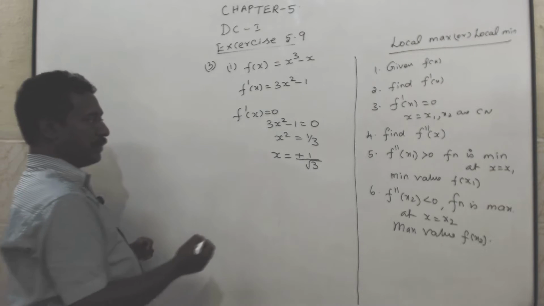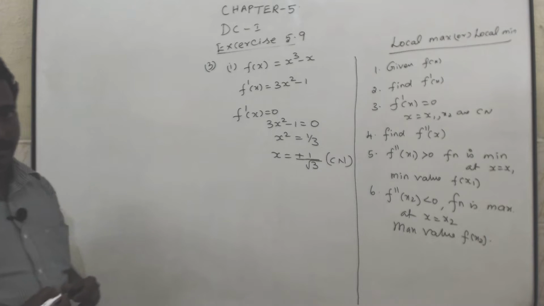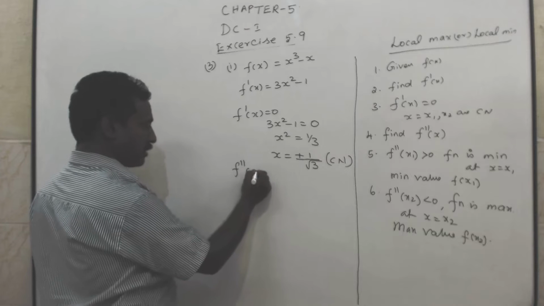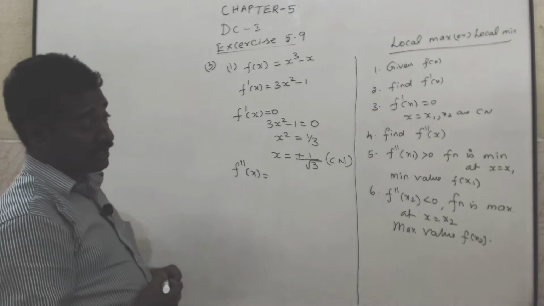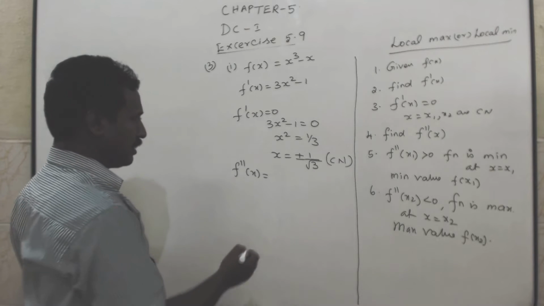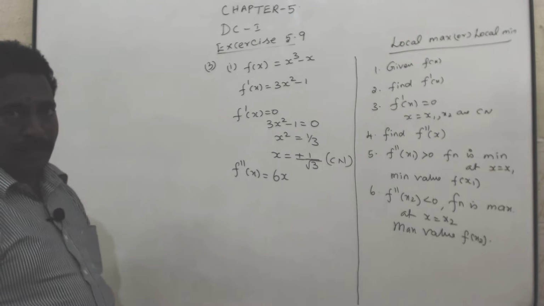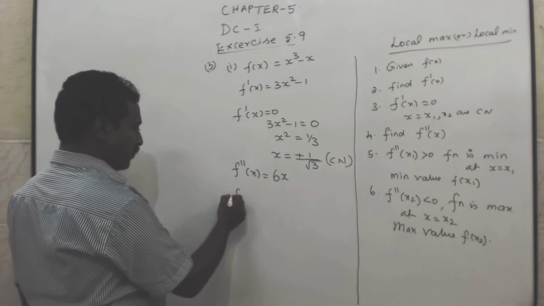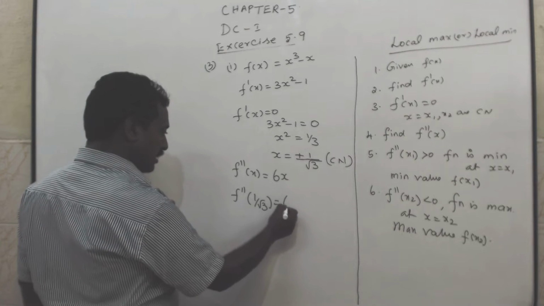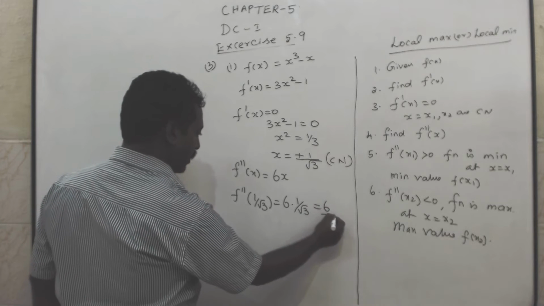That is critical number. This is called a critical number. Next, what we have to do? f double dash of x. What is f double dash of x? Once again differentiate f dash of x. 3x square differentiation is 6x. f double dash of 1 by root 3. That is 6 into 1 by root 3. That is 6 by root 3.